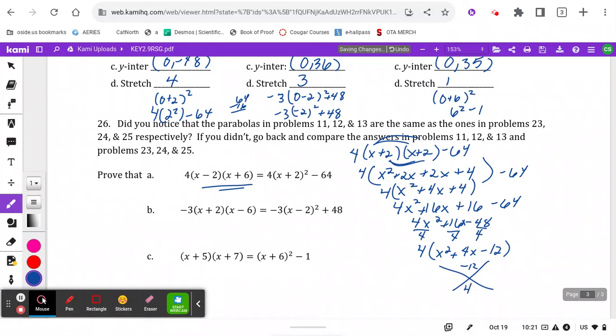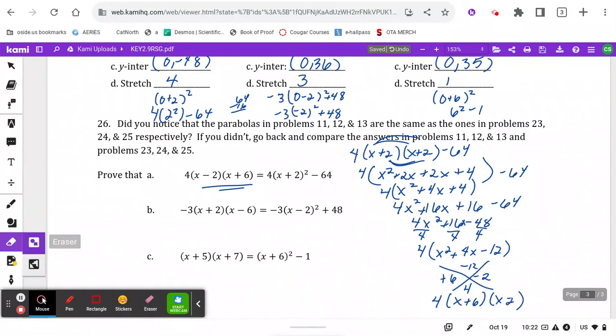What times what equals 12 and subtracts to give us 4? Well, that could be 6 and 2 with a negative here. So I'm getting 4. Oops, I want to switch those around because I want positive 4. 4 times x plus 6 and x minus 2 would be my factored form.